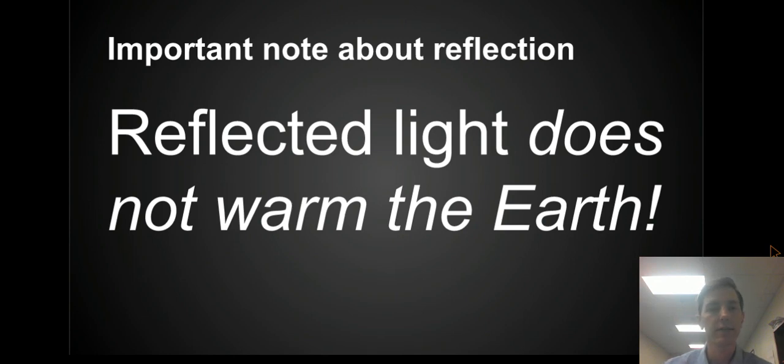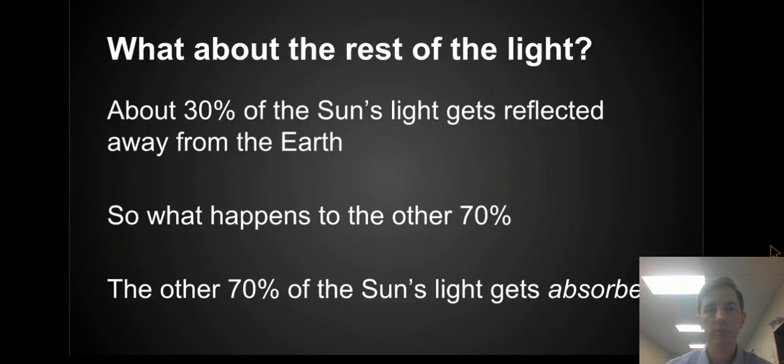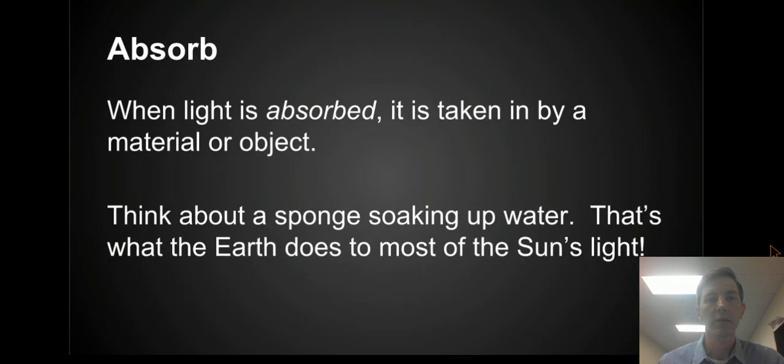So that reflected light does not warm up the Earth. And about 30% of the light from the sun reflects off the Earth and does not warm us up. So what happens to the other 70% of the light that hits the Earth? Well, that light gets absorbed. Let's talk about what that means.